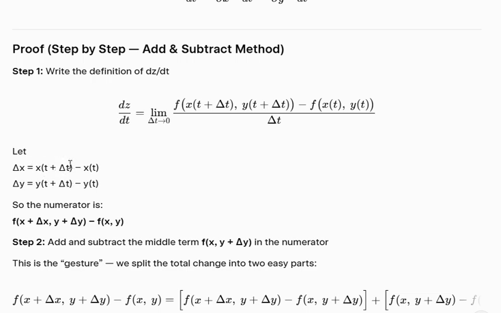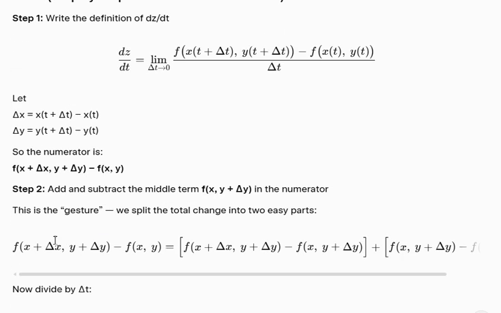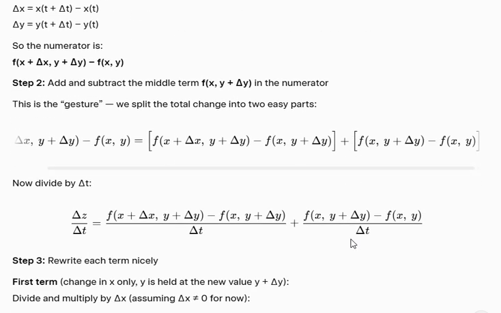Change in delta x is represented by x of t plus delta t minus x of t. The change in delta y is represented like this. And for delta z, you can represent it by adding and subtracting. You can say x plus delta x comma y plus delta y in the numerator, we can get like this. And delta z by delta t, after this you can rewrite like this.